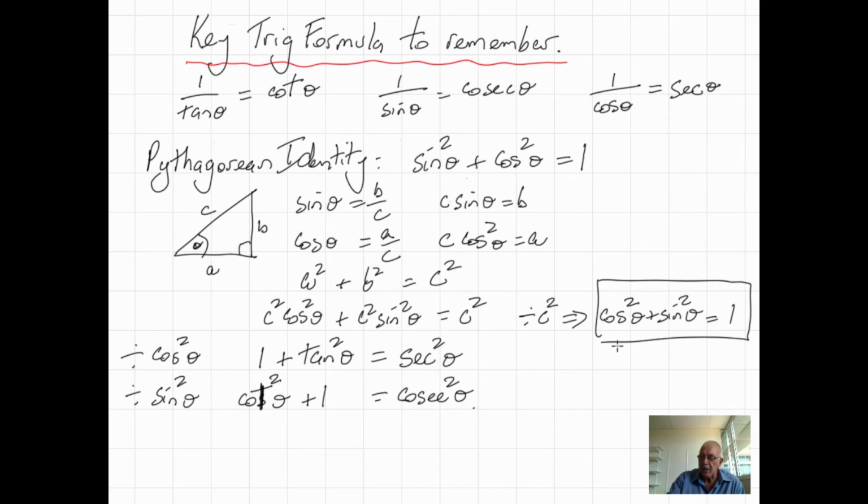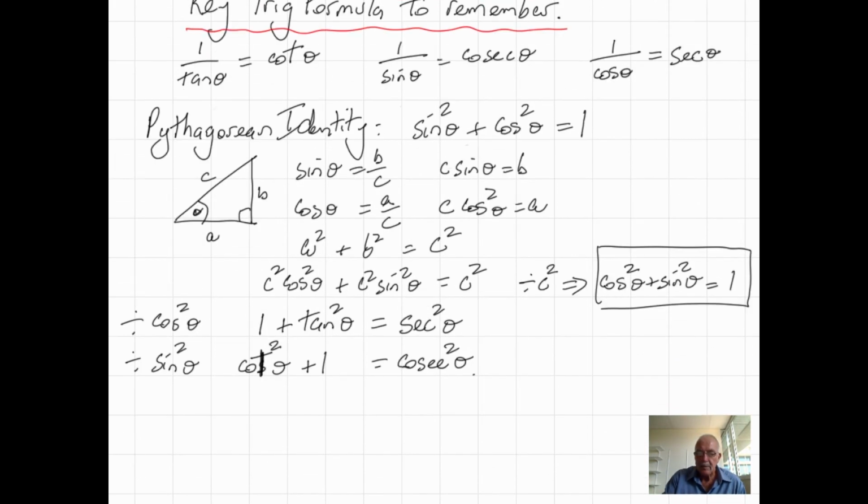So really you only need to remember this one, the Pythagorean identity, and then just remember to get these two here, we divide by either sine squared or cos squared. So these are probably ones you don't need to remember, but you need to know how to get from there down to there.